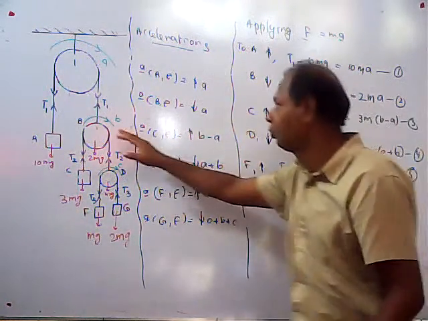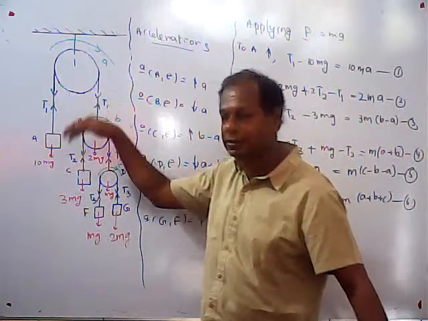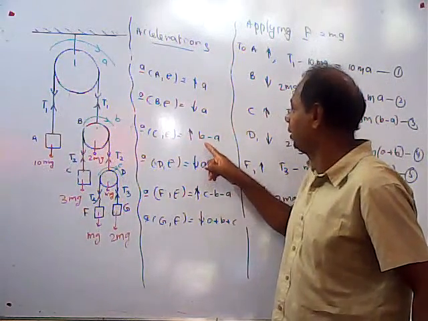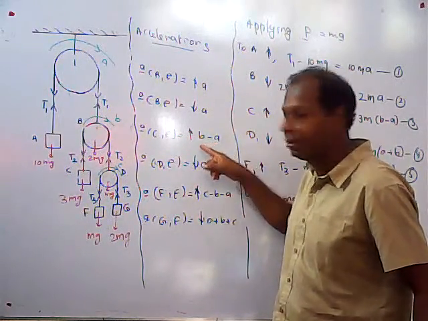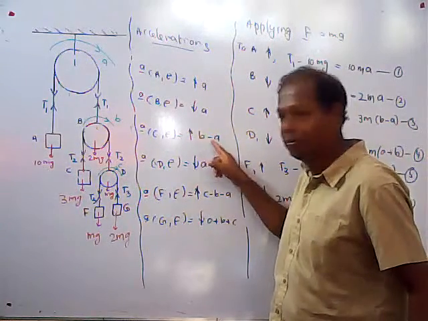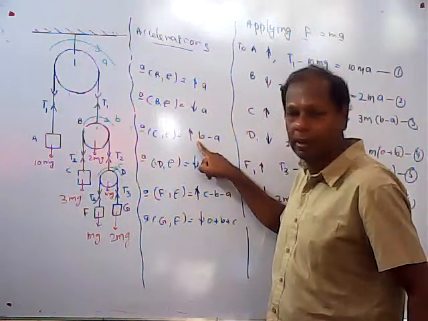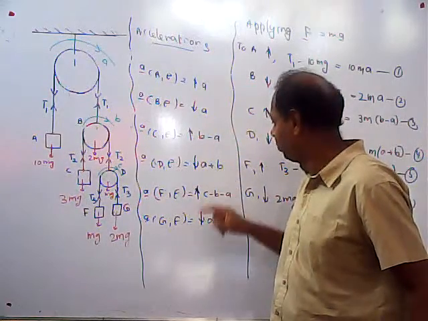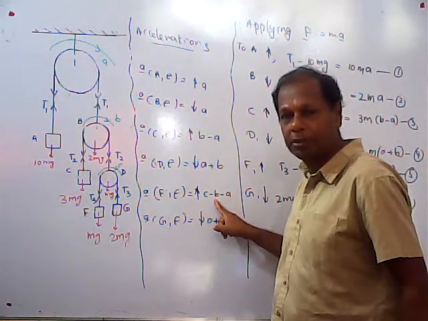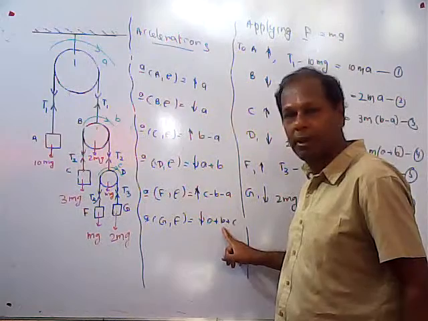Say if you have marked B in the other direction, then in every expression here B should be replaced by minus B. Then this will be minus b, here it will be a minus b, and this has to be plus b, here it has to be minus b.